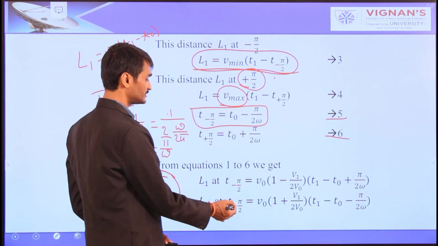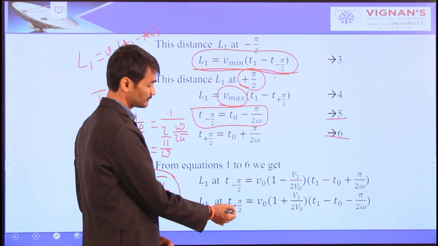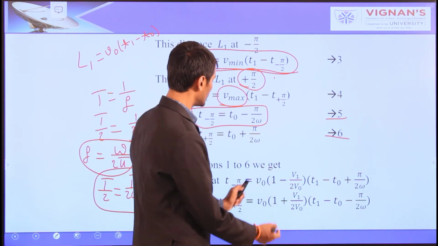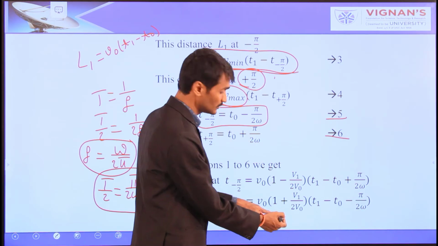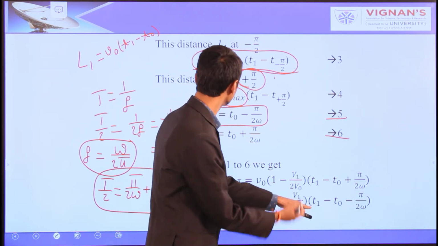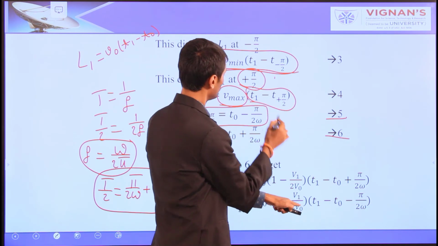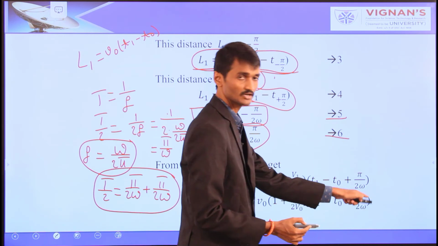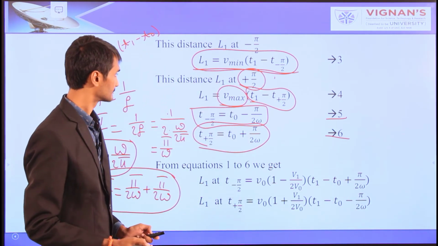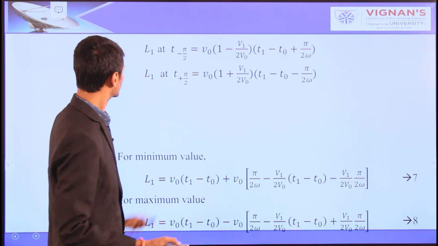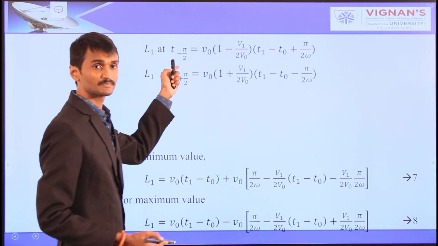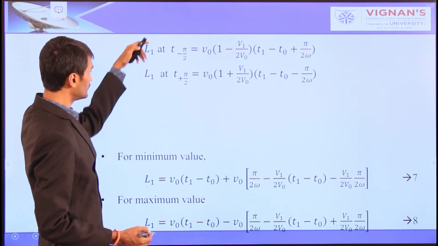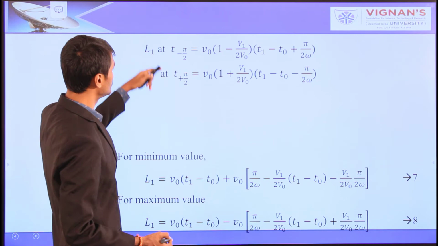Now L at T at plus pi by 2 is equal to V naught into, that is V max. V max is equal to V naught into 1 plus V1 by 2 V naught into T1 minus T at plus pi by 2. T at plus pi by 2 value is this one, so minus of pi by 2. Now these are the L at T at minus pi by 2 and L at T at plus pi by 2 values. This is the minimum value and this is the maximum value.